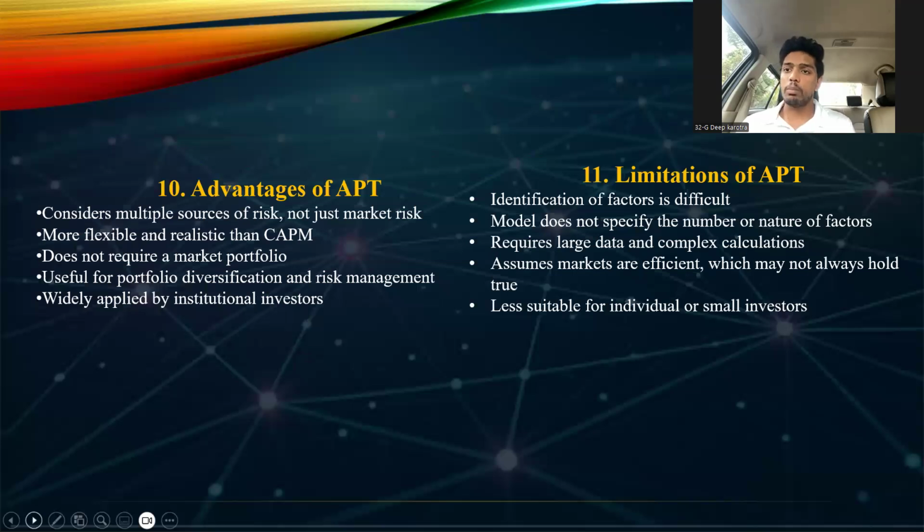But on the other hand, the 11th point is the limitations of the APT, or the arbitrage pricing theory, as follows. The first one is that identification of factors is difficult. The model does not specify the number or the nature of the factors, and requires large data and complex calculations. It also assumes that the markets are efficient, which may not always hold true. And lastly, it is less suitable for individual or small investors.